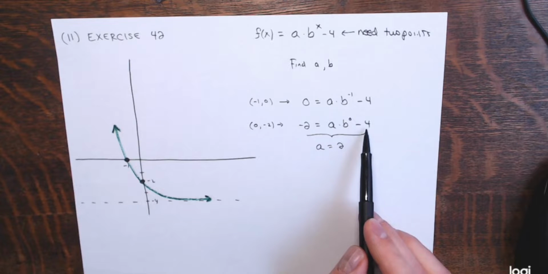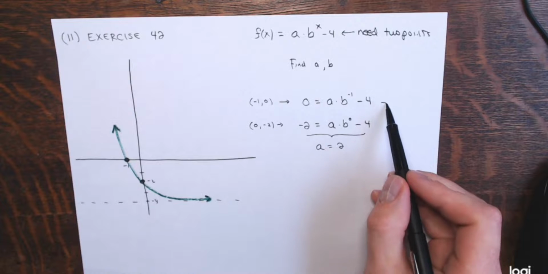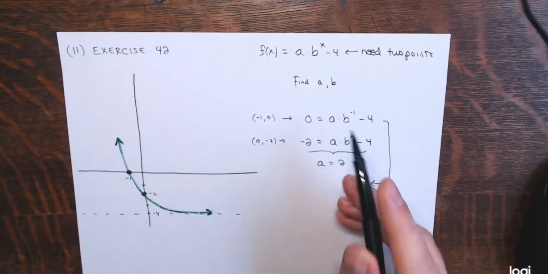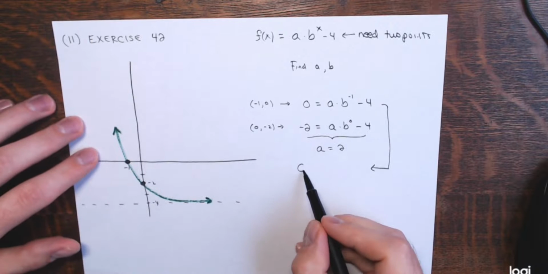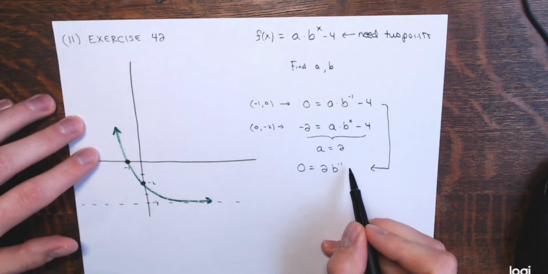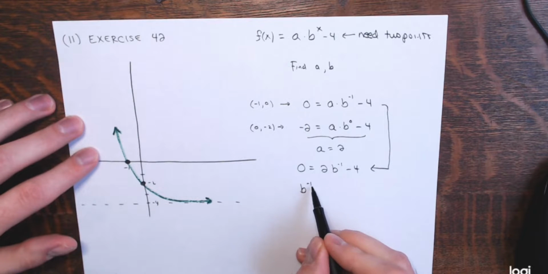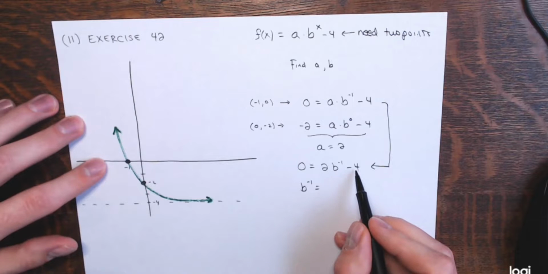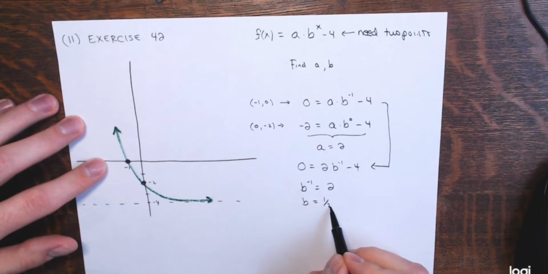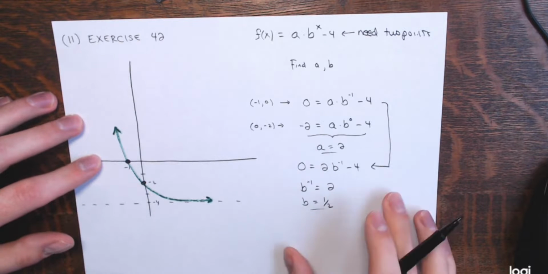Then I just add 4 to both sides. And then I pop this up here, use a equals 2, and we have this equation. 0 equals 2 times b to the negative first minus 4. So b to the negative first is, 4 divided by 2 is also 2, meaning that b must be a half, right? Raise both sides to the negative first power. So I have a is 2, b is a half, and we get the following.